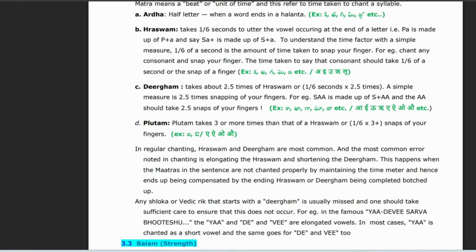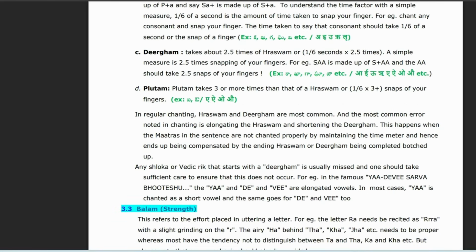And dirgham is when you're adding a long a or i or u to the consonant. So it will be kaa, khaa, gaa, ghaa with a dirgham, or kee, khee, gee, ghee. So that is dirgham. And then you have plutam, which is like special ones. Those two are called plutams. Almost like a dirgham, right? That one.